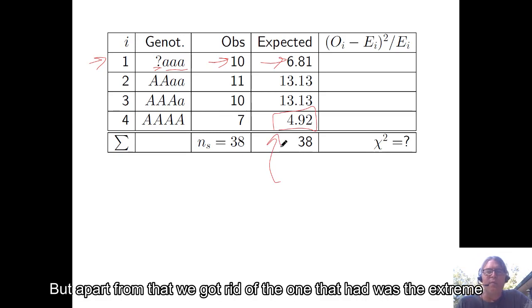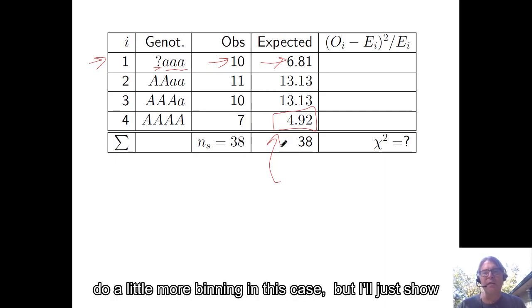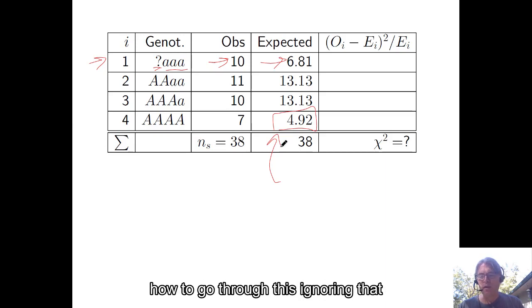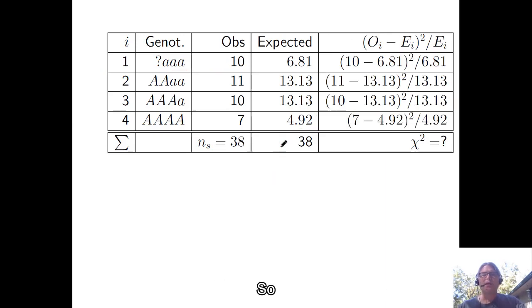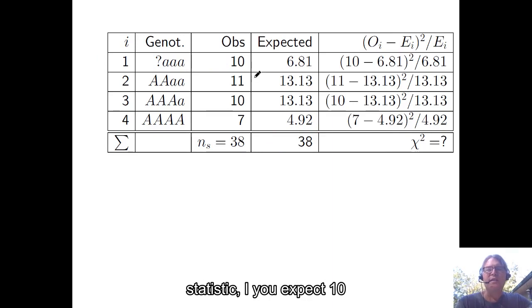But apart from that, we got rid of the one that was the extreme outlier that had a less than 1. Okay, so probably should do a little more binning in this case, but we'll just show how to go through this, ignoring that detail at this point. So if we do that, we calculate the chi-square test statistic how you expect: 10 minus 6.8, and we square that, divide by the expectation. We do that for all of these.